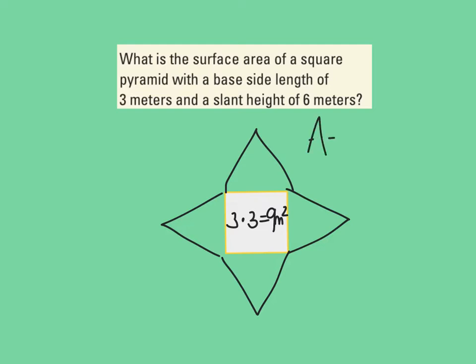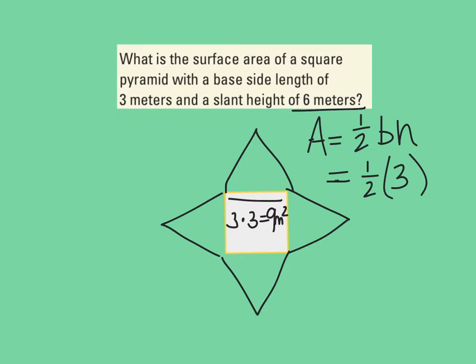To get the area of a triangle, remember we're going to take area equals 1/2 base times height. In this problem, we are told that the base is 3, that's the side of our square. And then the slant height is 6 meters. So we'd be doing 1/2 times 3 times 6. In my brain, I'm doing the 3 times 6, 18, and then taking half of that. So the area of one triangle is 9.